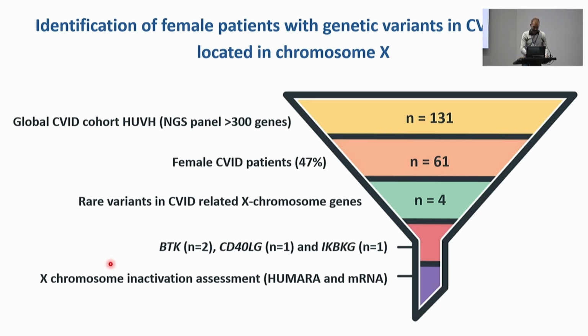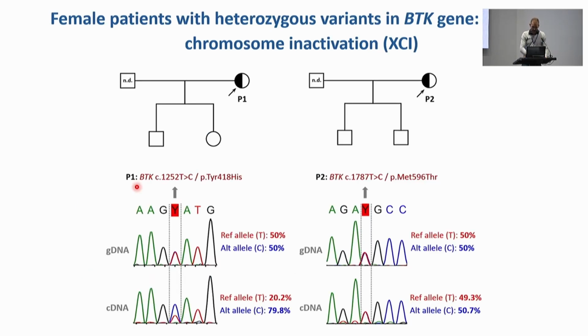And then we analyzed the X-chromosome inactivation in all these patients. So the results are the following. Here you can see patient 1 and patient 2, who had two rare missense variants in BTK. These missense variants were classified as variants of uncertain significance. And then we wanted to assess the X-chromosome inactivation status using not only the HUMARA method, but another more precise method, which is analyzing the mRNA expression of the target gene.